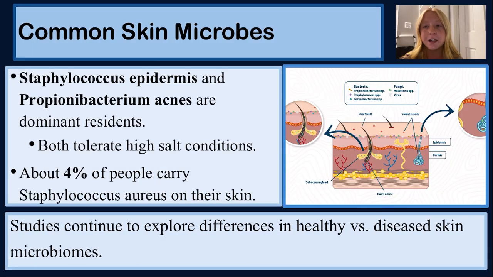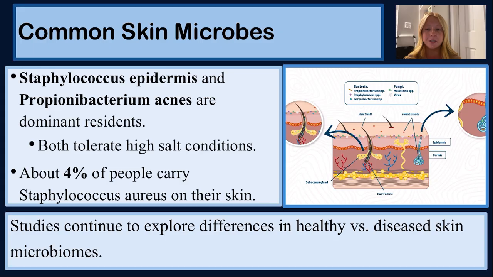So two of the most common skin microbes include Staphylococcus epidermidis and Propionibacterium acnes. These bacteria thrive because they can tolerate the skin's salty environment and low moisture. Even though they're normal parts of the skin microbiota, under certain conditions they can contribute to issues like acne or minor infections. Around 4% of people carry Staphylococcus aureus on their skin, which is considered a potential pathogen. Normally it doesn't cause problems unless the skin is broken or the immune system is compromised.